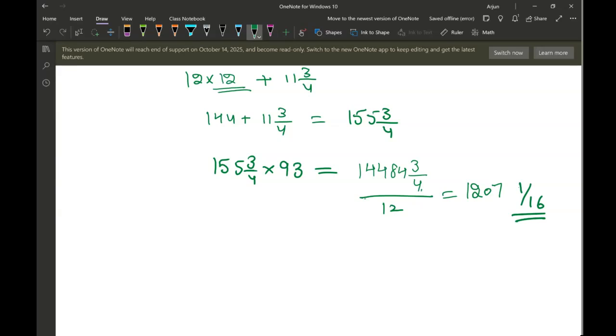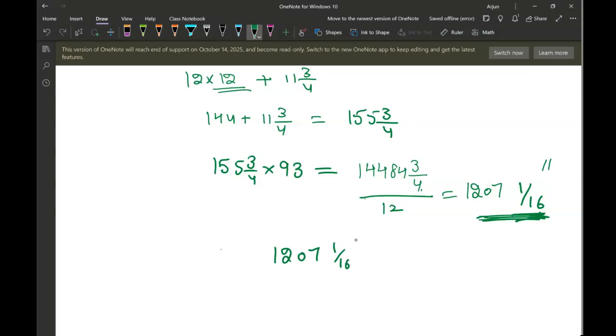Let me quickly check the answer in this question. Why did I get 1 over 16? Okay, I think I'll change it later on. So this is in feet, total feet. Okay, let's completely change it now. So this many feet: 1207 1/16.